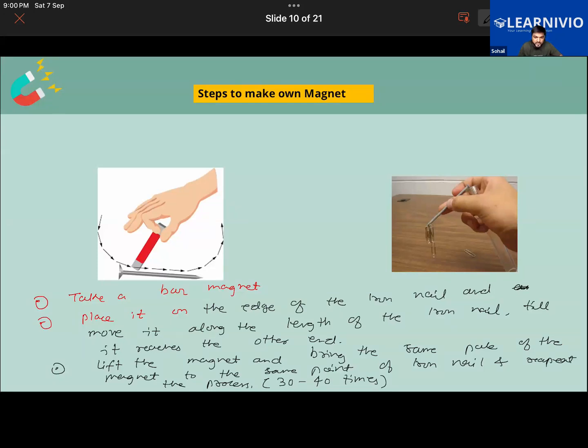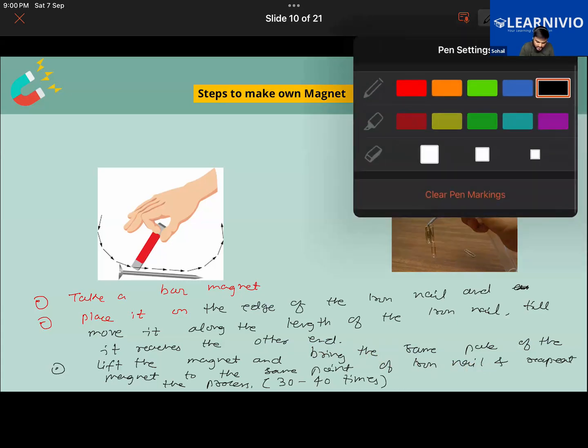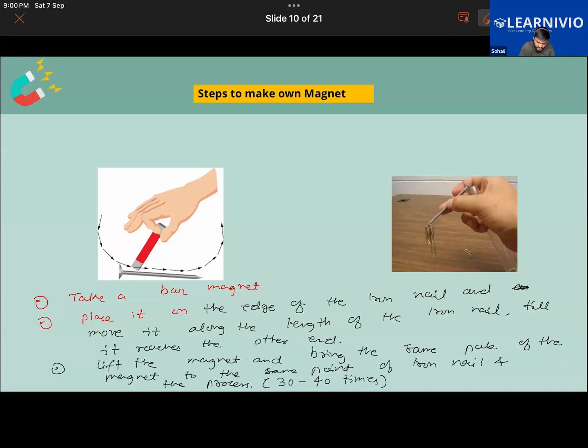Okay, write down this quickly. Today the chapter will be finished. Same point of the iron nail, and repeat. Let me write this once again. And repeat the process. In fact, if you have a bar magnet, you can try doing this at home.